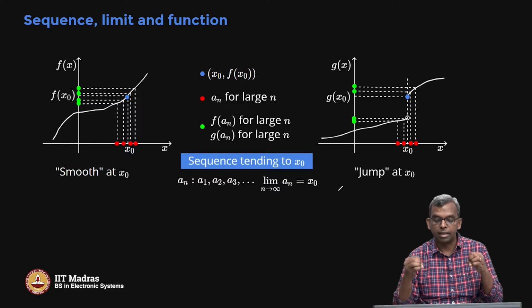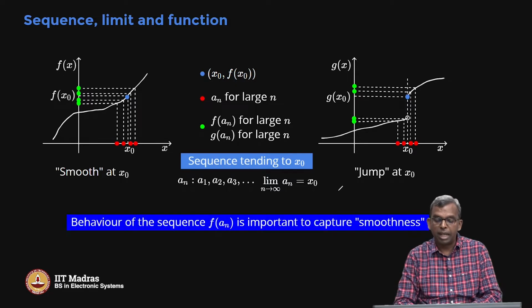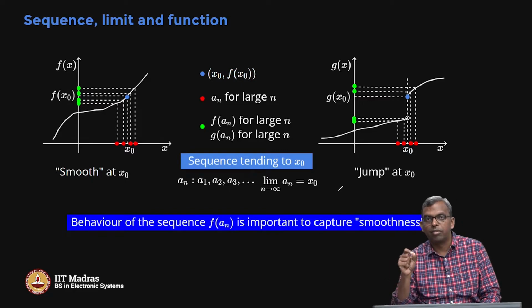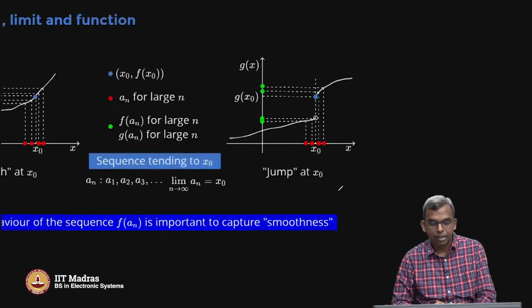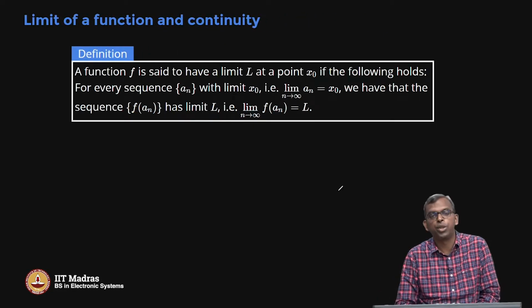Okay, so keep this in mind as we define the notion of a limit of a function. You will see the sequences tending to that point x naught will play a big role, and that is something we're going to use. So basically, the behavior of the sequence f of a_n, when a_n is converging to x naught, is very vital and important for capturing this smoothness property for the function. So this motivates the definition for the limit of a function and continuity of a function.